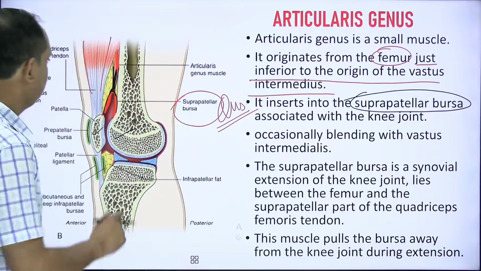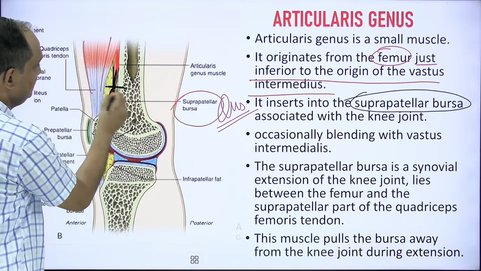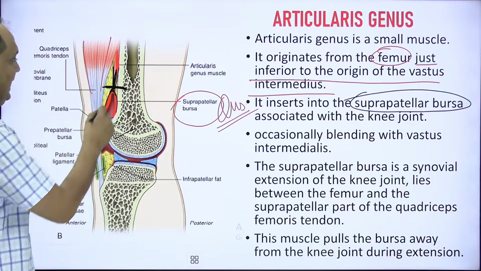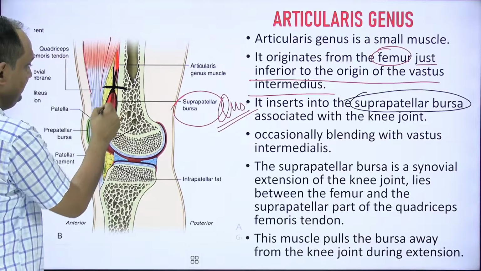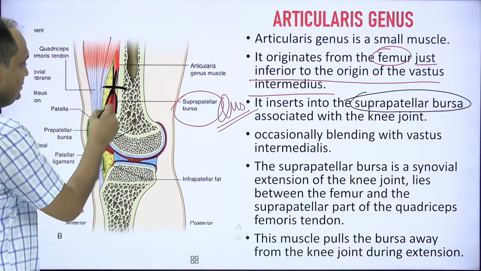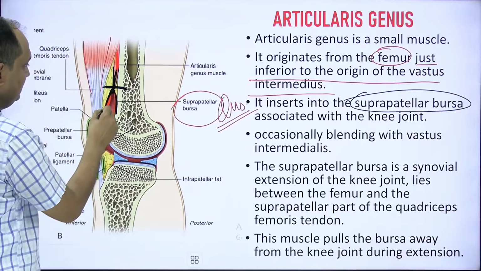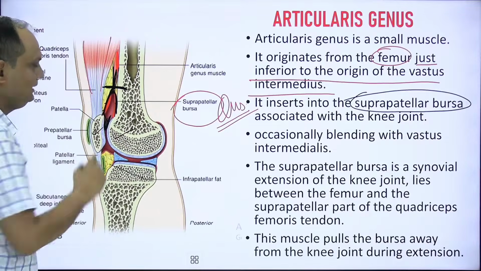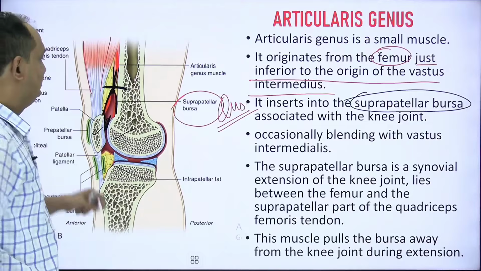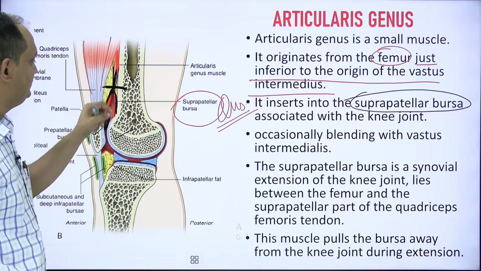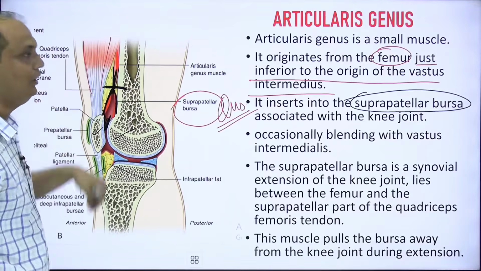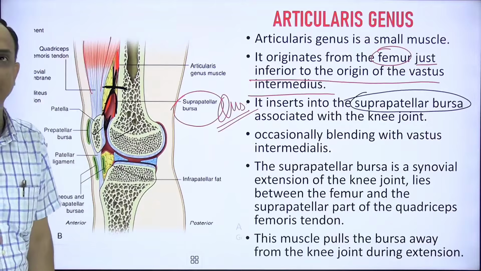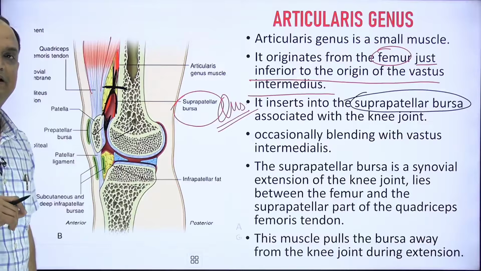Clear? So suppose I cut this part, that means the insertion of your Articularis genu, what will happen? This suprapatellar bursa will get detached, and when the extension occurs, this part will become loosened and come in between these two bones and get crushed. So this is the muscle which avoids the downward fall of this suprapatellar bursa and avoids the crushing of this bursa. And why is the bursa present?